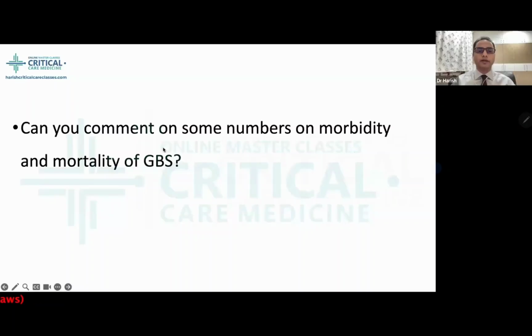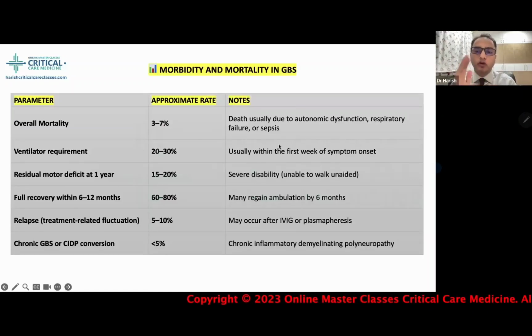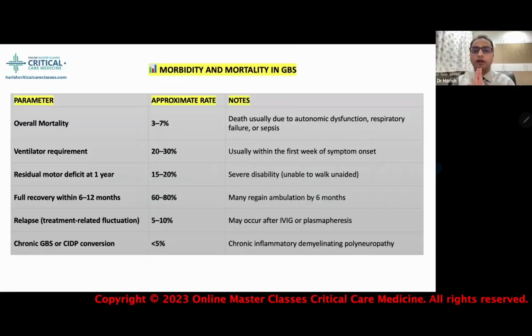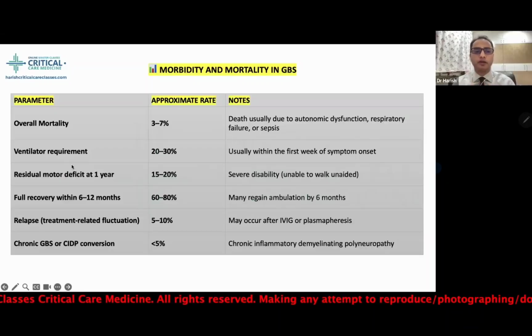Okay. So can you comment on some numbers on morbidity and mortality in GB syndrome? Meaning what percentage of mortality and other morbidity in a GB syndrome patient? At least you should know the mortality incidence in GB syndrome. Overall mortality is around 3 to 7%. Death is usually due to autonomic dysfunction, respiratory failure, or sepsis. Ventilator requirement is in around 20 to 30%, usually within the first week of symptom onset.